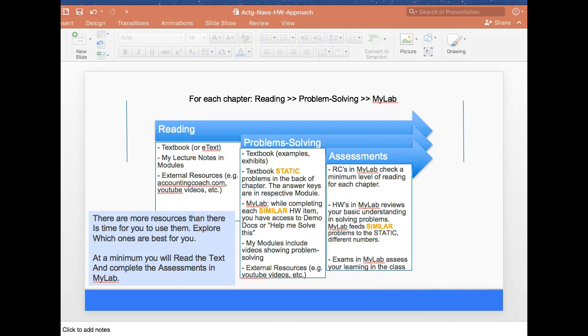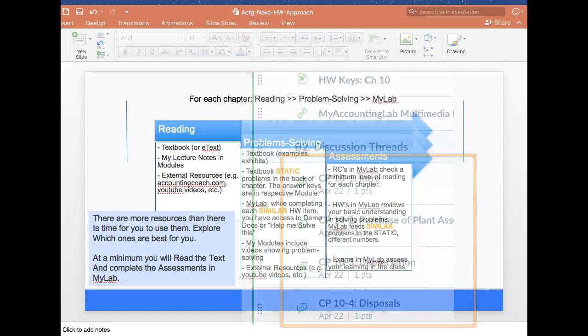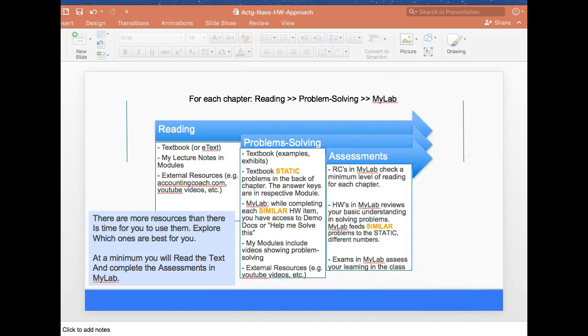Obviously, the discussion threads are also essential in this whole learning process. So I hope that you use the discussions to engage with your co-learners and with me. To do so, you must ask lots of questions and comment on your classmates' postings.